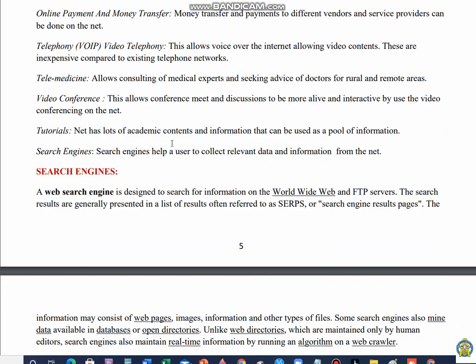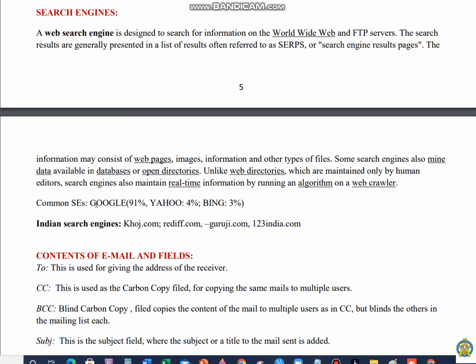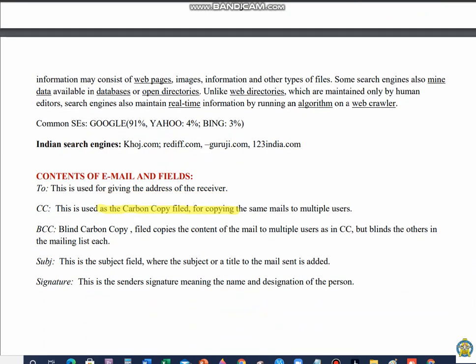Then search engines, of course, are one application. You are able to find information on anything. Then a little explanation about search engines. What is a search engine? Please get this data corrected. This is again from the year before. So, common search engines. I would leave you to find that exact data. Then some Indian search engines which were commonly used before. Now, of course, they are not very popular.